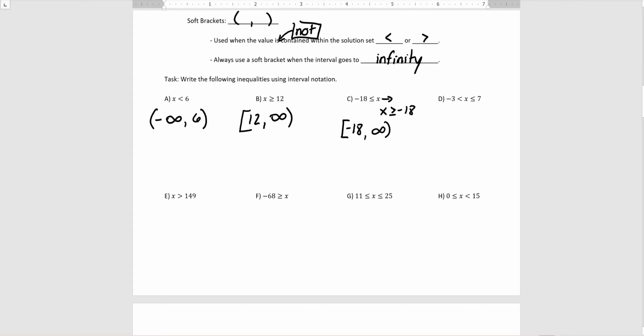All right, now looking at letter D, negative 3 is less than x is less than or equal to 7.